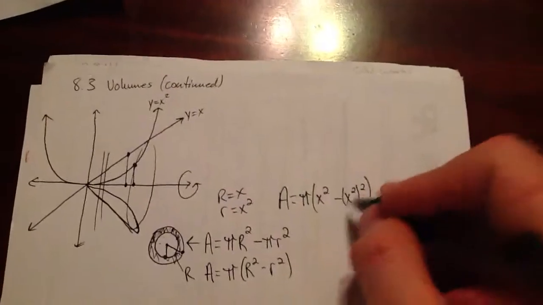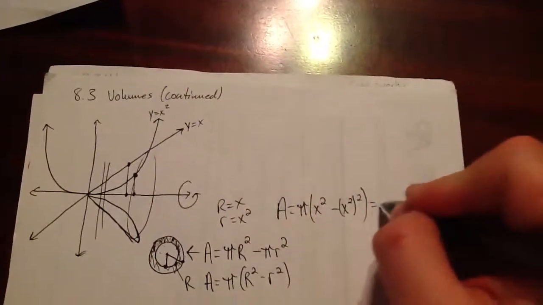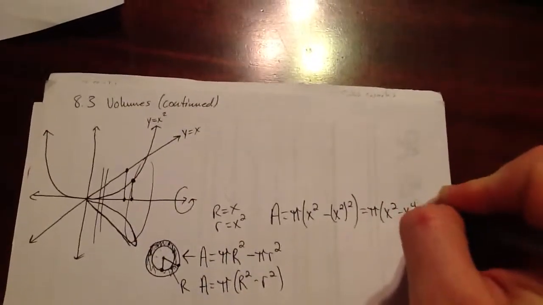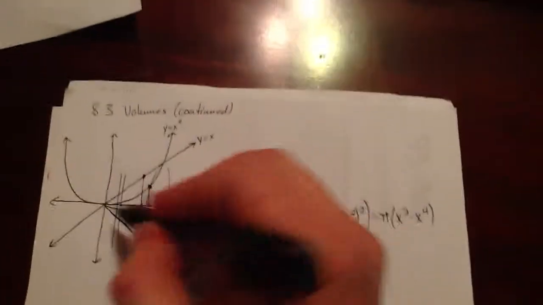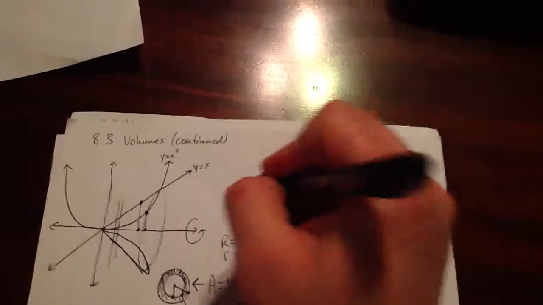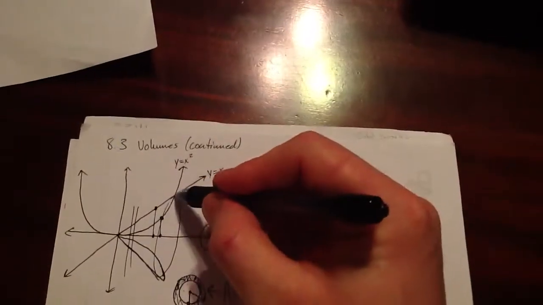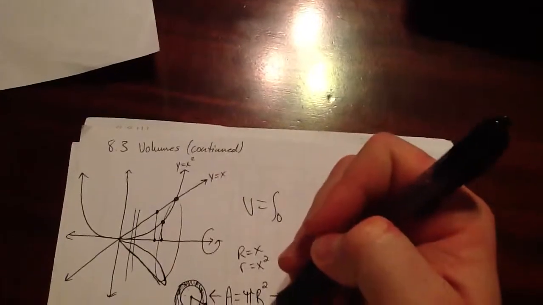So in other words, pi times x squared minus x to the fourth. So then my integral for finding the volume will be from 0 to, what's that point of intersection?